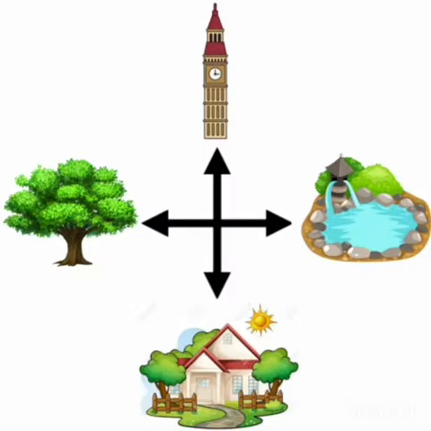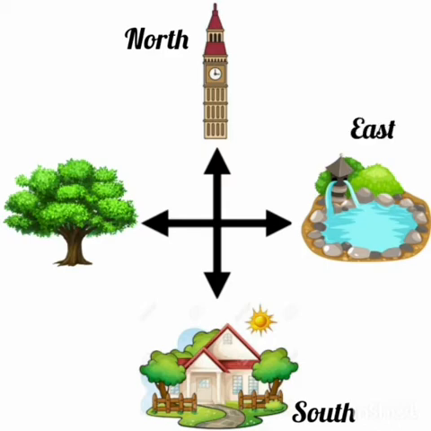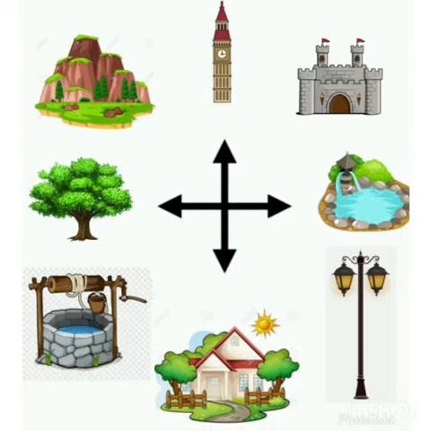Identify and tell which picture is in which direction. The clock tower is in the north, the house is in the south, the water pond is at the east, and the tree is at the west. It was easy to guess in which direction the pictures were, as you have already learned about the four main directions. Now let us guess in which direction is the fort, the street lamp, the well, and the mountain.